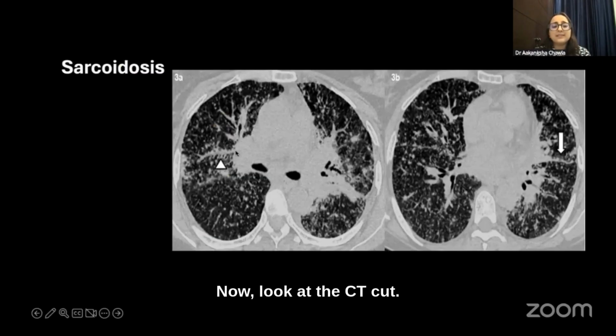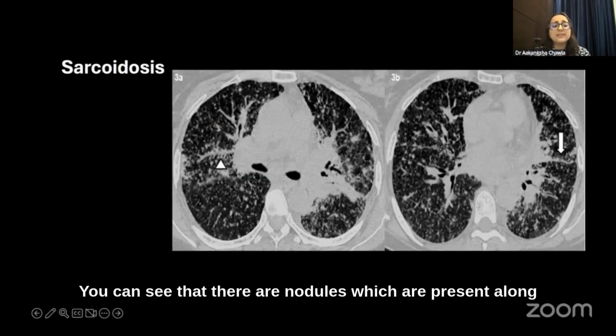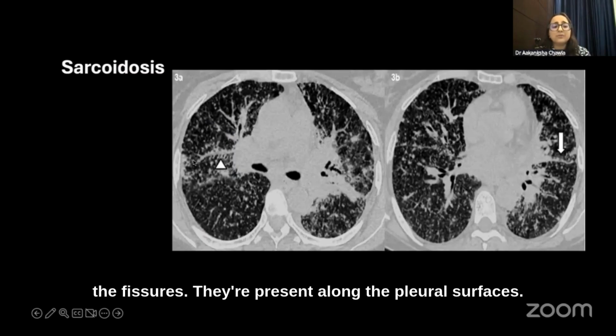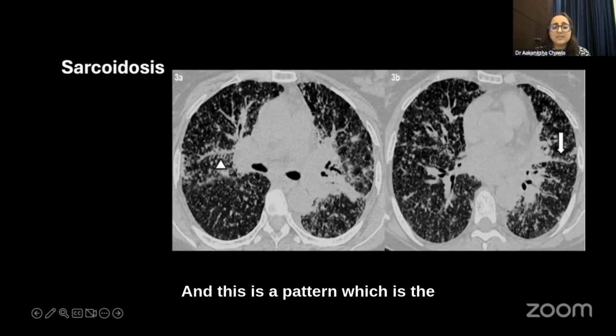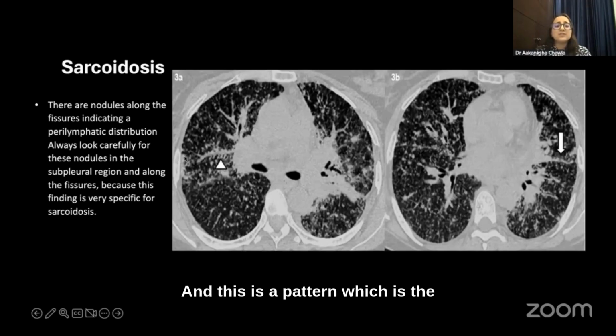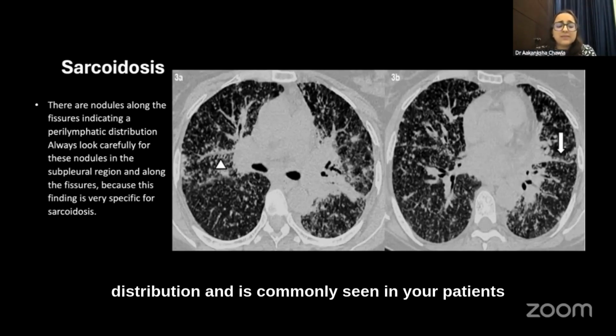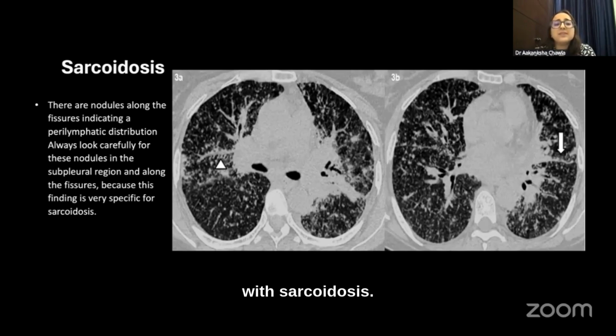Now look at this CT cut. You can see that there are nodules which are present along the fissures, they're present along the pleural surfaces, and this is a pattern which is the perilymphatic distribution and is commonly seen in your patients with sarcoidosis.